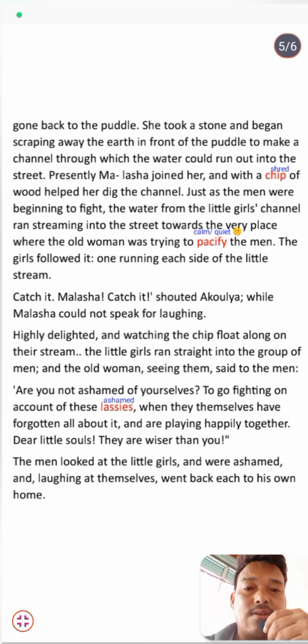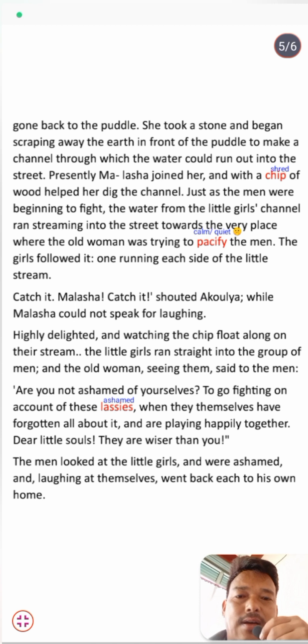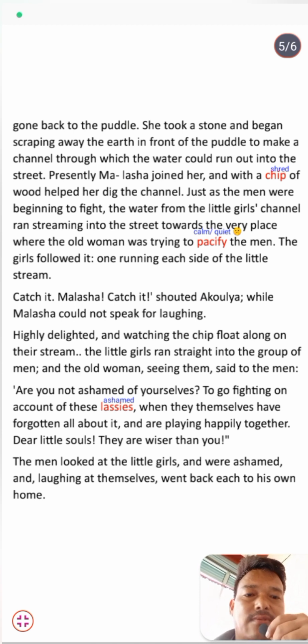What is she talking about? Catch it. There is a piece of shred, a chip of wood, to catch. Malasha could not speak, but she kept laughing. She was very happy, highly delighted, watching the chip float along their stream.